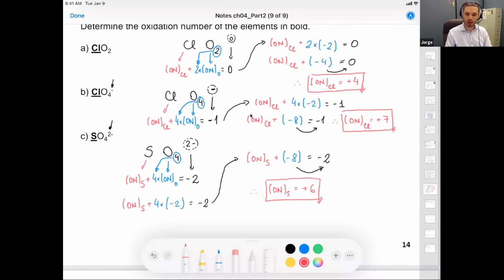The physical meaning for an oxidation number equal to +6 is that the electrons are far from the sulfur and closer to the oxygen. Okay, so technically sulfur lost 6 electrons in the bonding with the 4 oxygens.